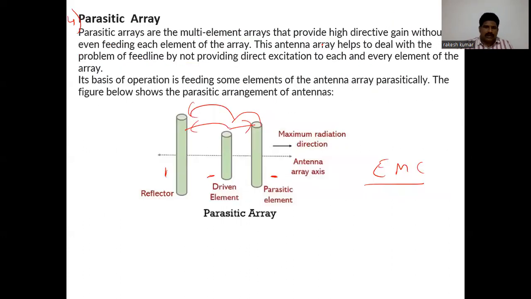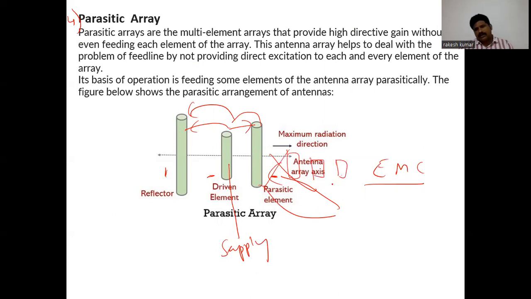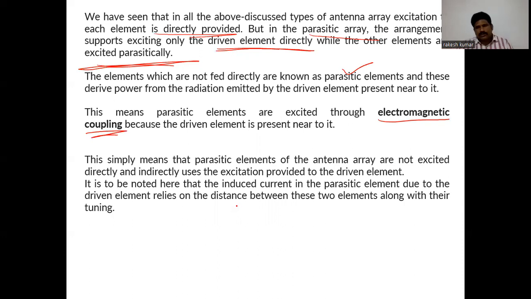Okay, so see here in this diagram, this is our driven element. For this only we are providing supply. Here for this we are not providing any supply. So that's why this is called a parasitic element. Since you are not providing any supply voltage, the remaining elements are called parasitic. But for this one you are providing the current supply. So this is the driven element. Okay, so how is it possible? This is possible through electromagnetic coupling.